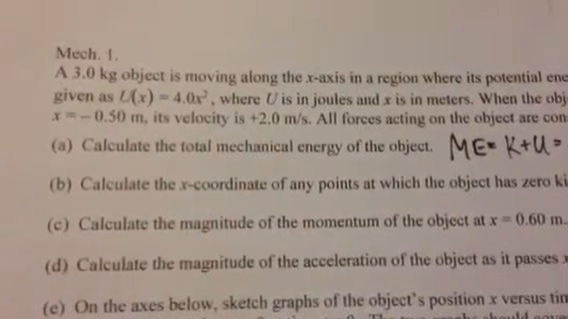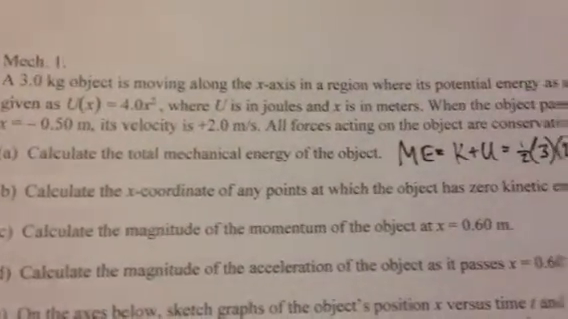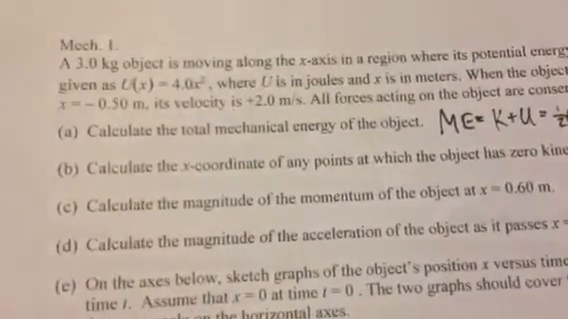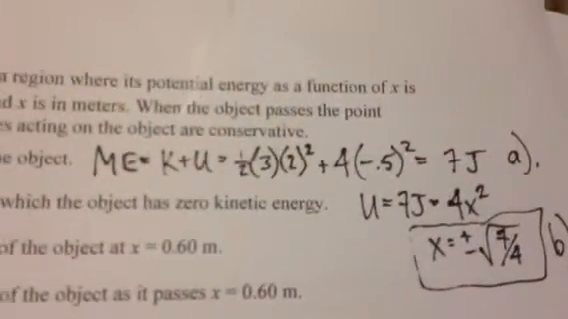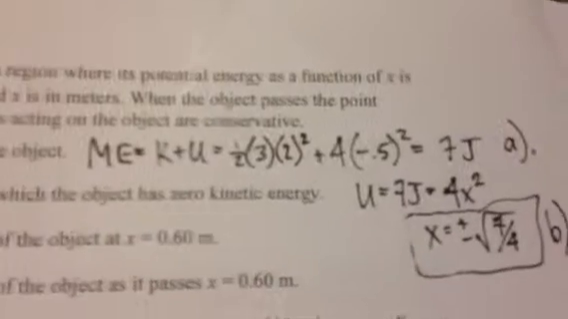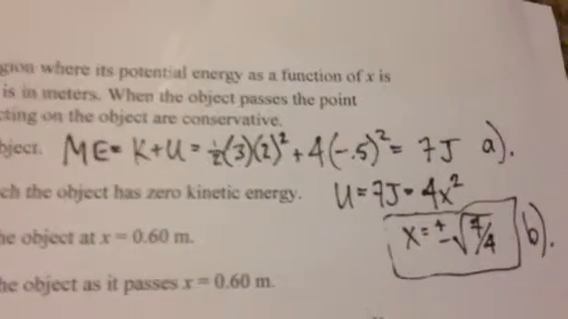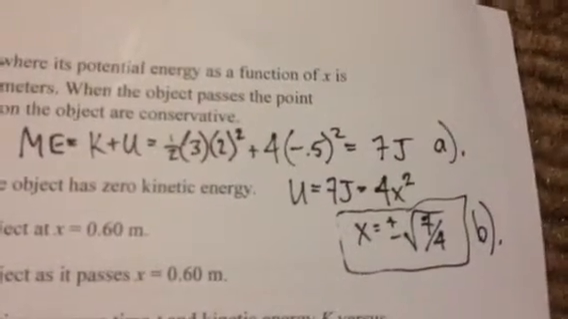Okay, for part A, you're trying to find the total mechanical energy. So you take the potential, which they give you right here, 4x squared. You plug in the value that they give you of 0.5, and then you've got your kinetic and potential terms added together. So you get 1/2 times 3 times 2 squared plus 4 times the position squared, and you get a total energy of 7 joules for part A.